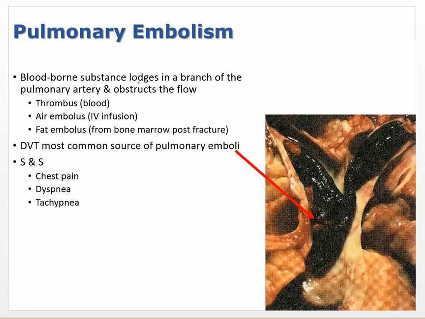So it's a bloodborne substance that lodges in a branch of the pulmonary artery. So one of the branches of the pulmonary artery obstructs the flow. So it's a thrombus if it's in the blood, but air embolus can also happen. So air can also cause a blockage. Fat embolus from bone marrow post-fracture can cause an embolus as well. So DVT, deep vein thrombosis, is the most common source of pulmonary emboli. Signs and symptoms: chest pain, difficult labored breathing, dyspnea, tachypnea, which is going to be rapid breathing. Okay, so those are all the symptoms. Wow, this was really long.